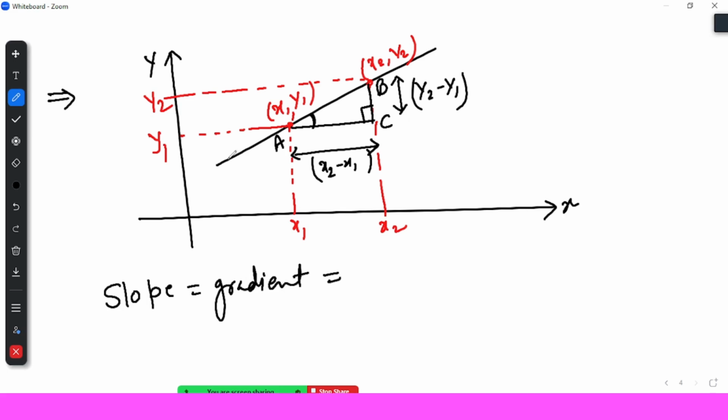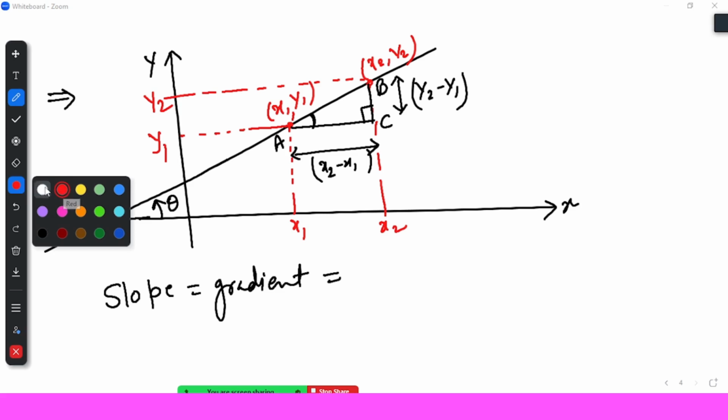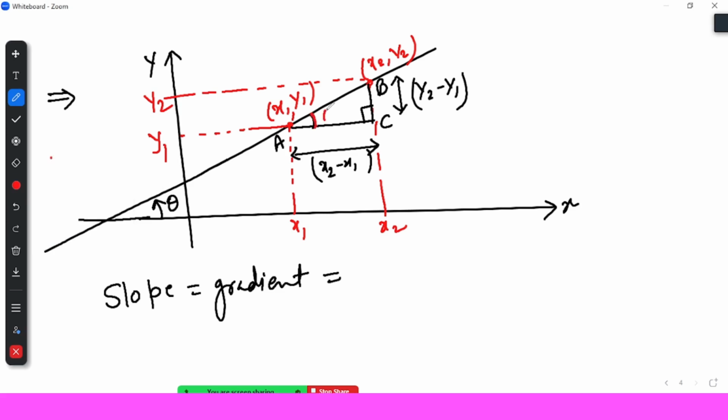When you extend this line where it cuts the x-axis, in the anti-clockwise direction we get theta, and we have to take the tan of this theta. Are you getting this right, Rishit? Have you remembered this concept? So this theta will be same as this theta, it's a corresponding angle. So we have to take tan theta here. When you apply tan theta in this right angle triangle, you will get perpendicular upon base. That will be y2 minus y1 upon x2 minus x1.